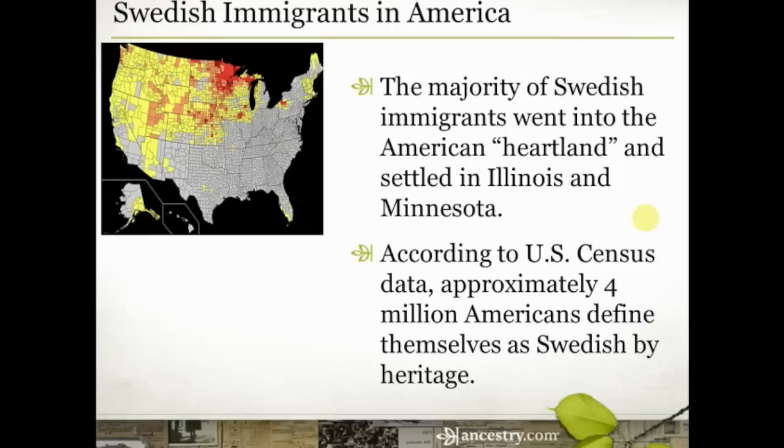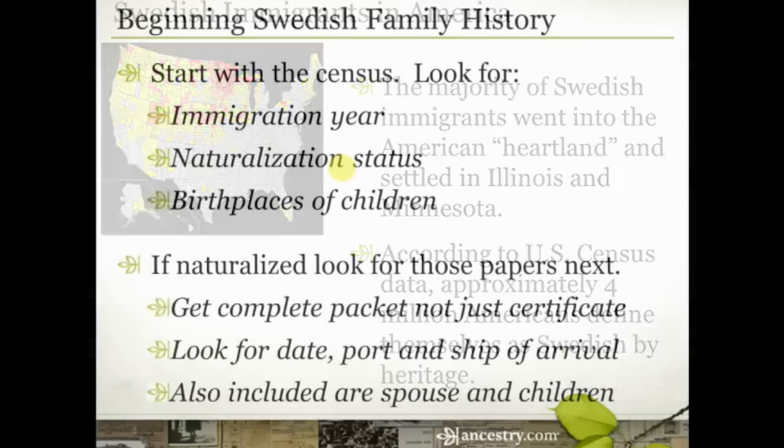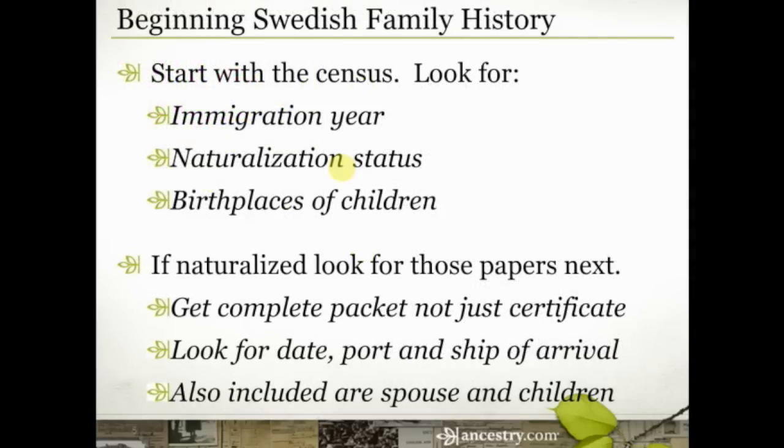And according to recent U.S. Census data, about 4 million Americans define themselves as Swedish by heritage. And you can see on this map here the heavy concentration in the red, a little bit lighter concentration in the pink and then yellow, where you're going to see pockets or large populations of Swedish immigrants and then Swedish descendants today. So, what does all that mean for you researching your Swedish family history?